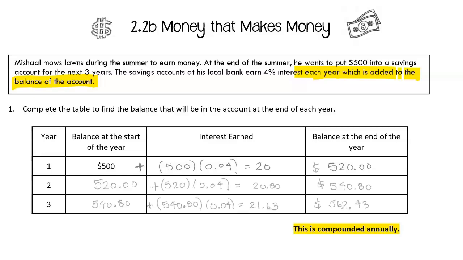So if you've done problem 1 completely, your answers should match mine. This problem is different than when we did simple interest because each year the principal, the amount that was in the account, changed. And this is what is called compounding. And in this example, we are compounding annually.